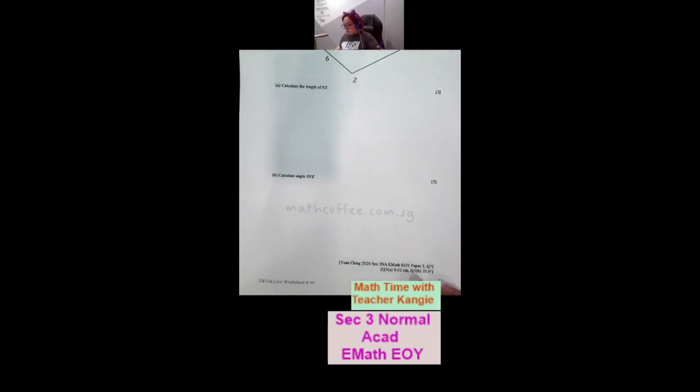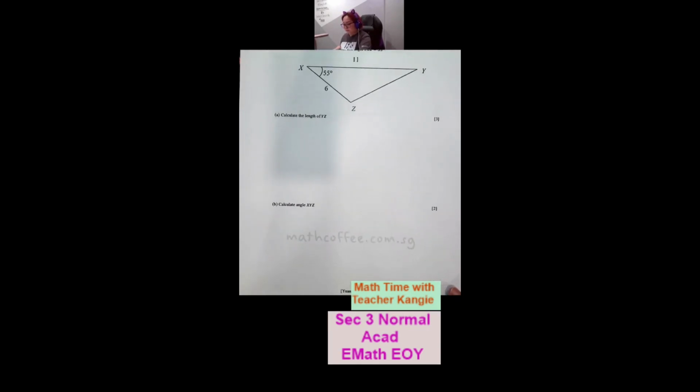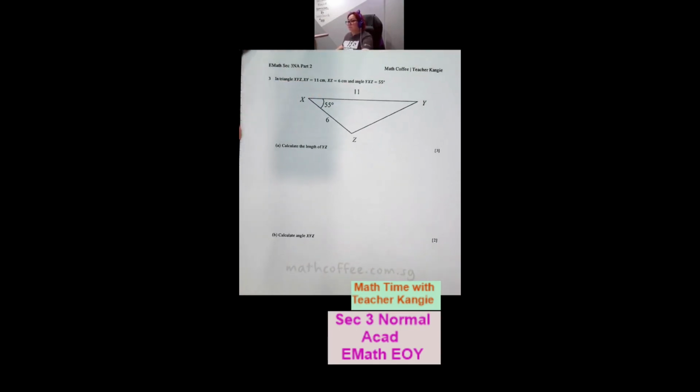Okay, let's move on to this question 3. This one is trigo, further trigo. This one makes use of the sine rule and cosine rule. You learn sine rule and cosine rule in Sec 3. I'm doing Sec 4 normal acad next Wednesday. So, sine rule, cosine rule is used in non-right angle triangle.